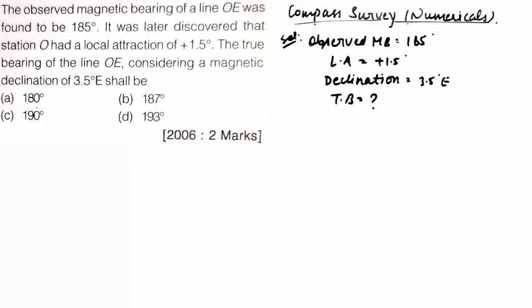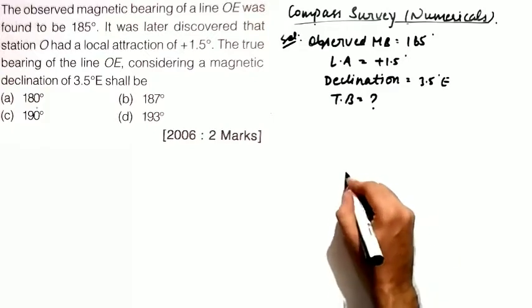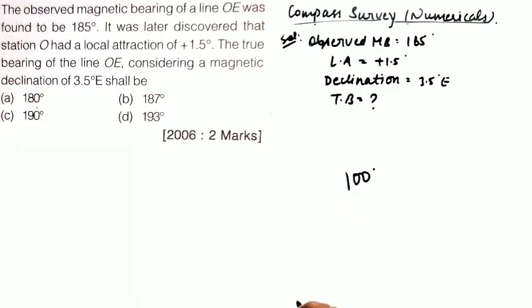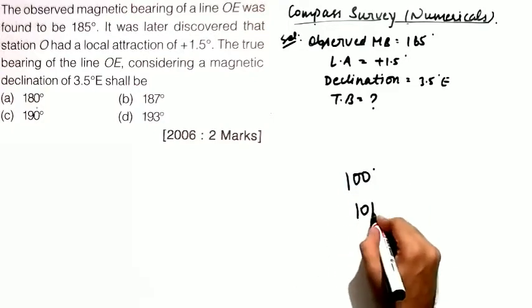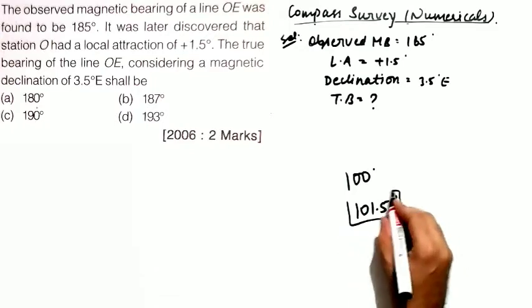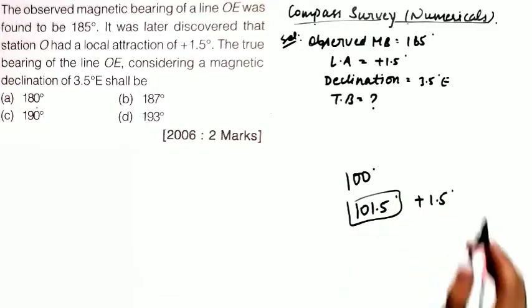It was later discovered that the station O had a local attraction of plus 1.5 degree. The local attraction is positive. That means every magnetic bearing measured in this region will turn out to be greater by 1.5 degree. If the actual angle is 100 degree, then it will show as 101.5 degree due to this local attraction. This is plus 1.5 local attraction.